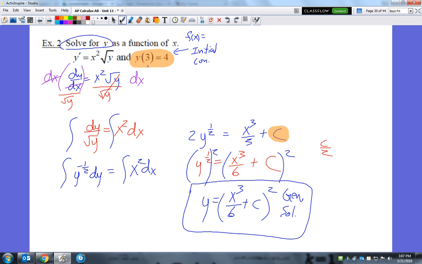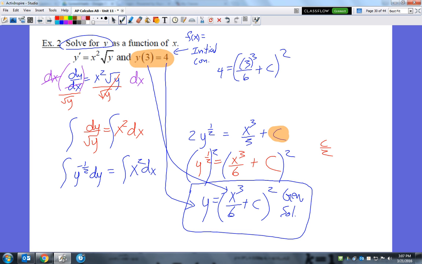Okay, so what am I going to do? The input is 3, and then the output 4 is for the y. So when I plug it in, I will get 4 is equal to, again, (3 cubed over 6 plus c) squared. So looking at this, I'm going to get (27 over 6 plus c) squared right now. And again, my goal is to find c. So when I square root both sides, you should remember, anytime you square root, you're going to give it a positive or a negative always. So then my end result would be plus or minus 2 is equal to 27 over 6 plus c.